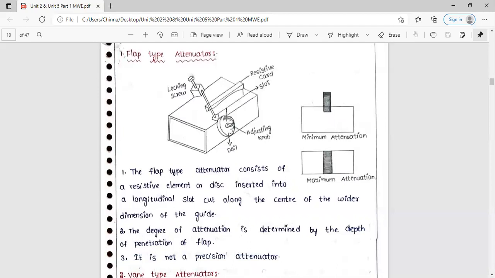The degree of attenuation is determined by the depth of penetration of the flap. So how much it is inserted depends on the depth of penetration of the flap. Here you can see in the diagram the minimum attenuation and maximum attenuation. Minimum attenuation means the resistive element is placed at the edge of the waveguide. If it is inserted deep into the guide, the maximum attenuation will be obtained. So it is not a precision attenuator. Exact values will not be obtained, so it is not considered an accurate attenuator for the flat type. Okay.